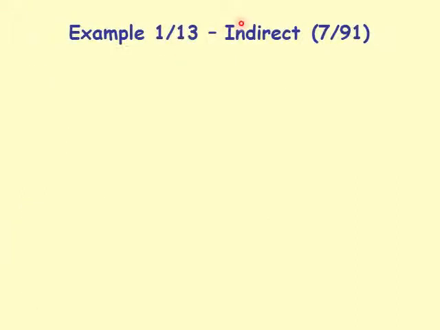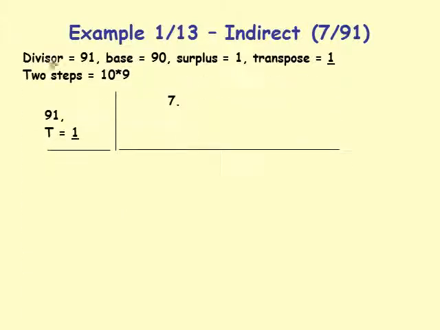The same thing, 1 over 13, but we'll do it indirectly. First of all, the transpose and apply method is indirect. Now I would add one more indirection here. Instead of doing 1 over 13, I will do 7 divided by 91. The divisor is 91, the base is 90, the surplus is 1, and the transpose of the surplus is negative 1. The setup is 7 in the dividend place, 91 in the divisor place, and the transpose is negative 1, and the two steps are 10 times 9. So we are going to divide first by 10 and then by 9.